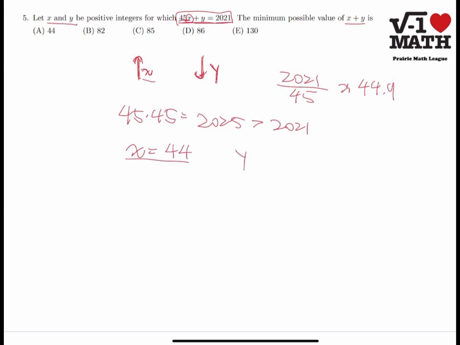Now it remains to find y. y becomes 2021 minus 45x. Since x is 44, this becomes 2021 minus 45 times 44, which is equal to 41. And finally, we can add these two. x plus y is 85, which is option choice C.